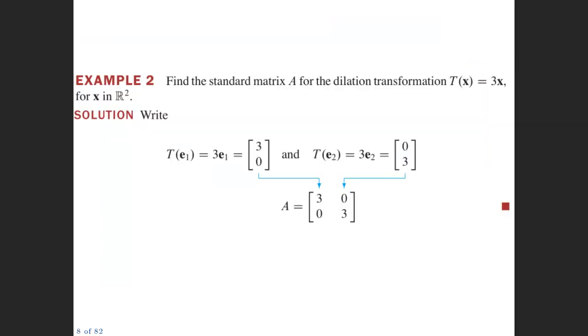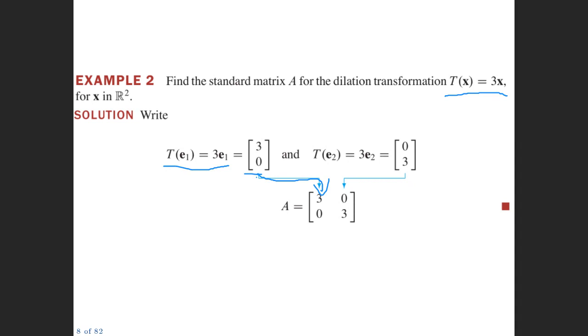Another example, an example I've taken from a textbook. Find the standard matrix A for the transformation T of x is equal to 3x. This transformation just takes any vector in R2 and multiplies it by the number 3. So T maps E1 to 3E1, or (3, 0). So that tells us that the first column of our matrix must be (3, 0).